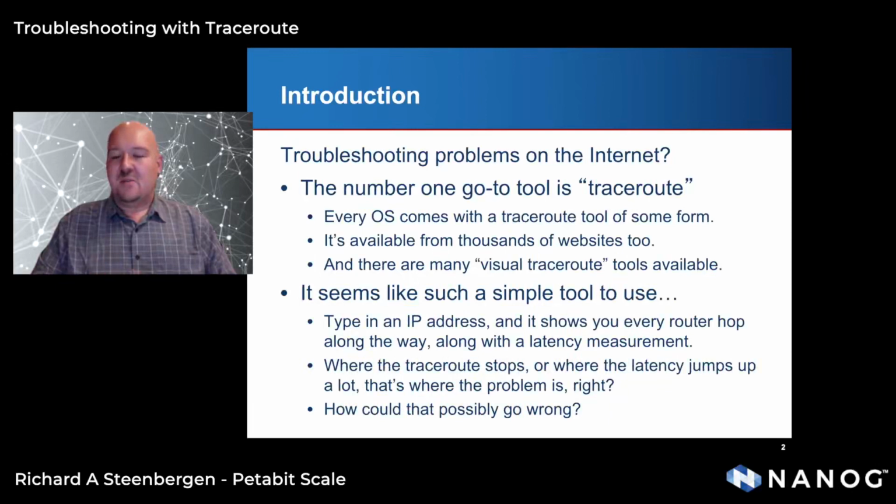It seems like such a really easy, simple tool to use. I mean, all you do is type in an IP address and it shows you every router hop along the way and a latency measurement. And the naive assumption is that if you look at where the Traceroute stops or where the latency jumps up a lot, that's where the problem is. And turns out that tends not to be the case.